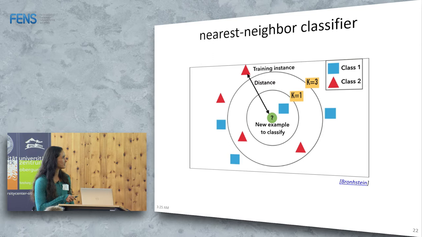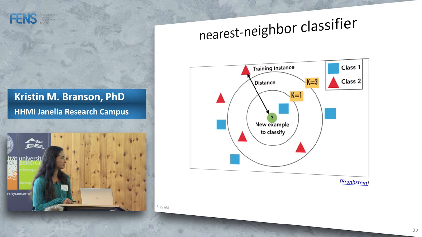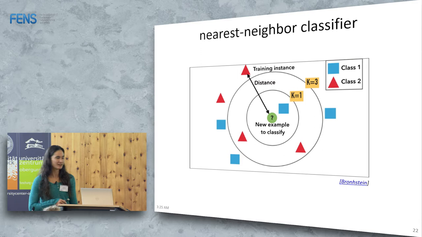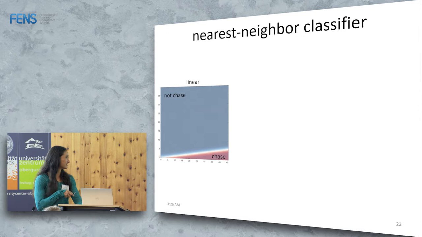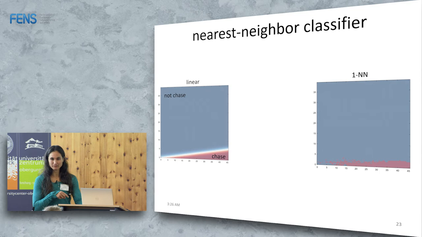Or you can look at its three nearest neighbors and you can have them vote, right? You can say, okay, two of my three nearest neighbors are red, one of them is blue, so I'm going to call myself red. So that's a nearest neighbor classifier. And while a linear classifier has these linear boundaries, a nearest neighbor classifier has these very messy boundaries, right? So you can learn arbitrarily complex functions using a nearest neighbor classifier.